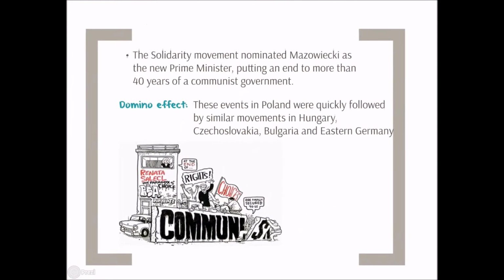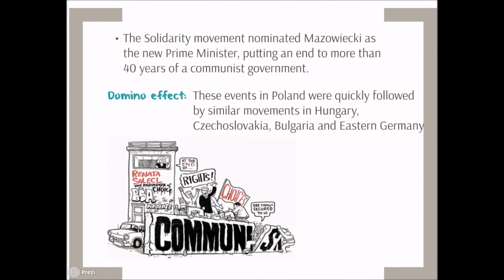And then talking about the domino effect that took place in Poland, we can say that the Solidarity movement, with Mazowiecki nominated as the new prime minister, put an end to more than 40 years of communist government. So the Soviet Union decided not to intervene, and later on it began the fall of the communist bloc. So these events in Poland were quickly followed by similar movements in places like Hungary and Czechoslovakia, Bulgaria, and Eastern Germany, and it resulted in an irreversible domino effect against communism.